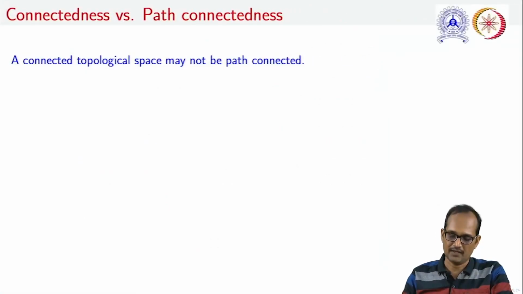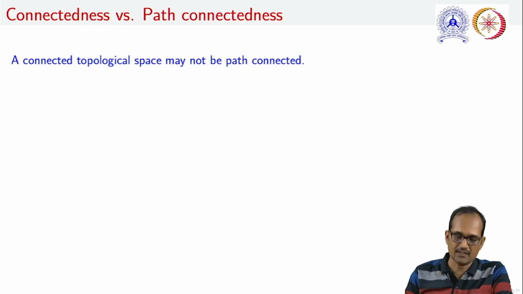Moving ahead, let us see the justification of the statement that a connected topological space may not be path connected. In order to justify this statement, it is sufficient to provide a counterexample. It is to be noted that there are no trivial examples for it. What we are going to take here is known as the topologist sine curve. We will justify that this space is connected, but the same space is not path connected.